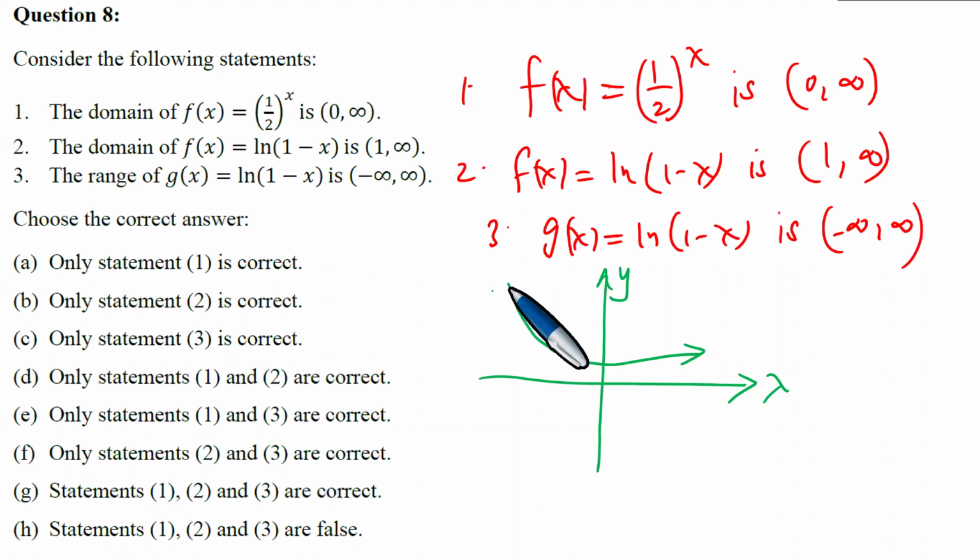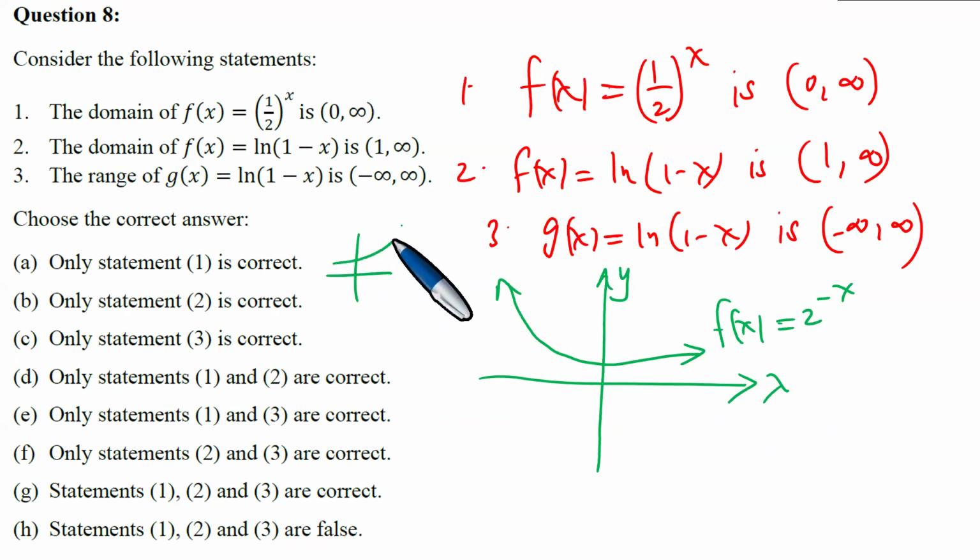Okay, the graph of the exponential function, the first one, the graph of 1 over 2 to the power x. It's like the graph of this function. So this one is a decreasing function. So it's like this, because the graph of y equals 2 to the power x is increasing like this, if this one is the y axis, from negative infinity to positive infinity.